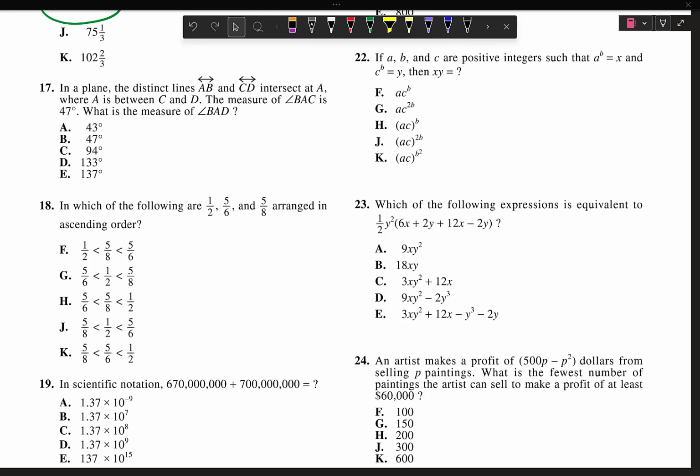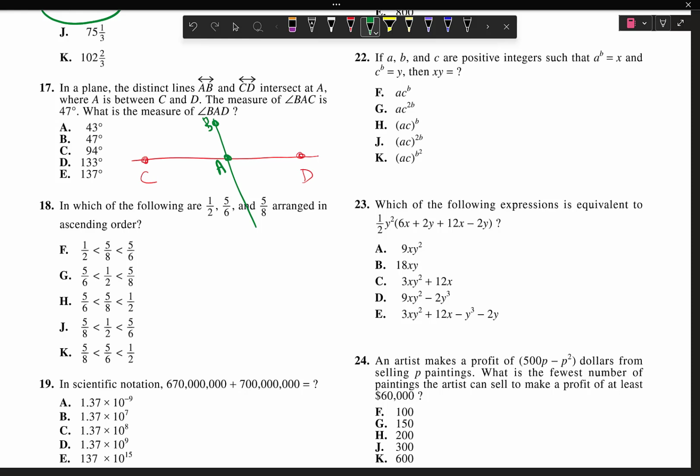All right, question 17. In a plane, the distinct lines AB and CD intersect at point A. So I've got C, got D, and then, of course, it's a line, and then line AB. We'll put B right here, and they intersect at point A. And A is in between C and D. Yes, that's how we've shown that.